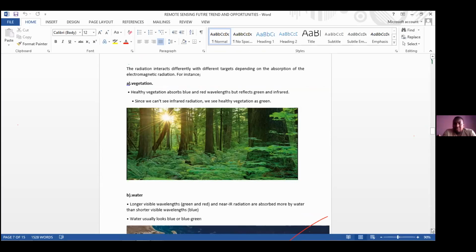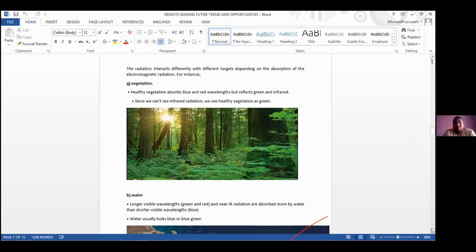The reason we see plants as green is not because plants are green. No. The reason is that once the electromagnetic radiation hits the plant target, the plant is able to absorb all other color components, and then it reflects away the green color. That's why you're able to see plants as green.